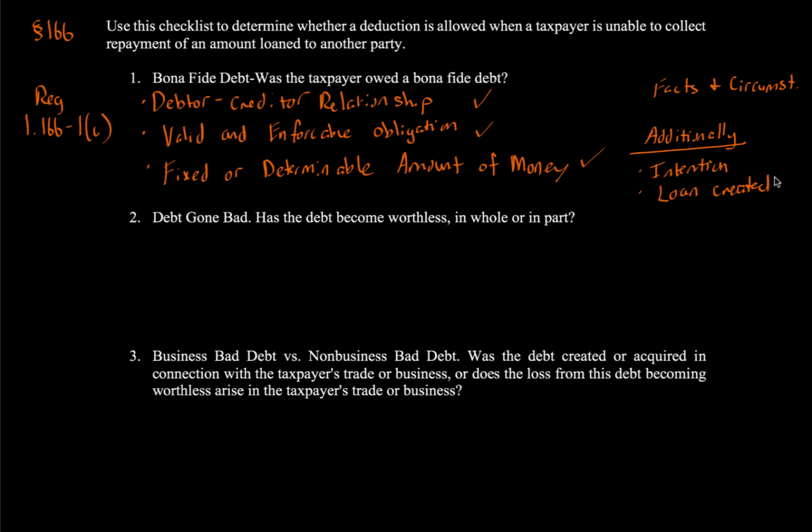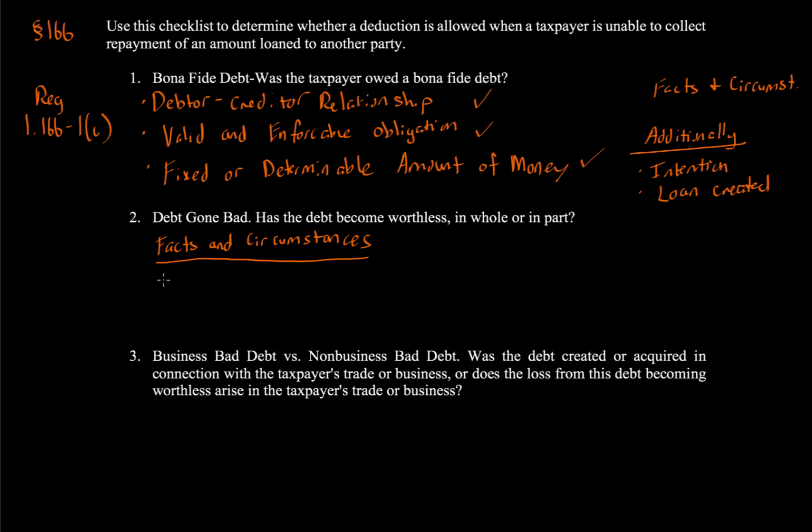Now, if there's not a bona fide debt, then whether it's business or non-business bad debt, it can't be deducted. It's just not allowed. So the next consideration is whether the debt has gone bad. Has the debt become worthless in whole or in part? So we'll talk more about the whole or part issue later on. Whether it's the full amount of the debt or a partial amount of the debt that is considered gone bad. So to determine whether the debt has gone bad, again, it's facts and circumstances. And through the case law and the regulations, there's been some guidance about what exactly debt gone bad has meant.